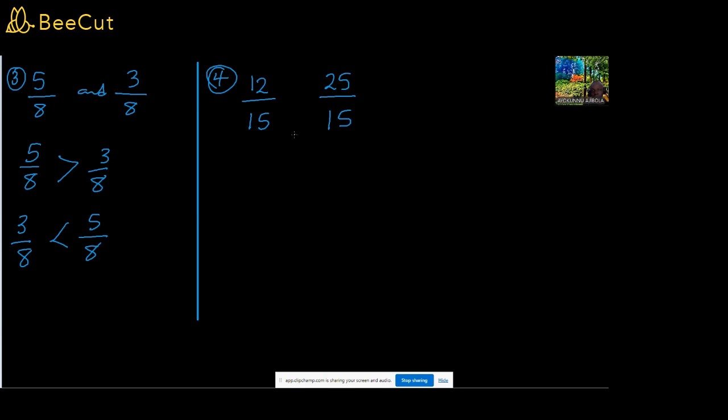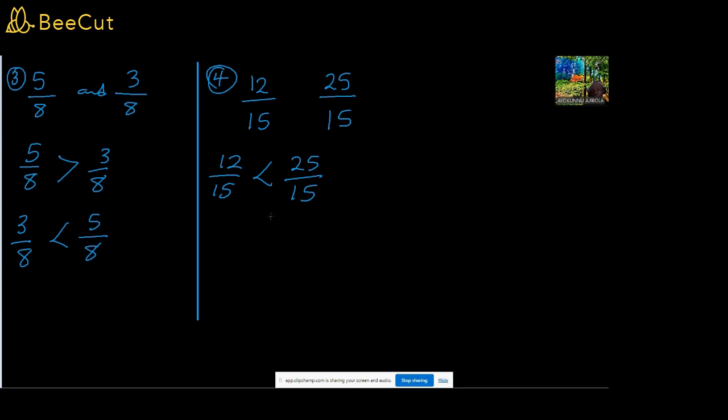All right. So it's like you want to share 12 items among 15 people, and you want to share 25 items among another 15 people. So definitely, the group of 15 that are sharing 25 will have more. Yes or no? Yes. Good. So we can say 12 over 15 is smaller than 25 over 15. Is that clear?